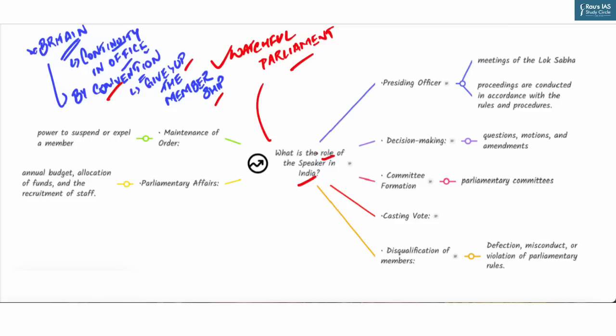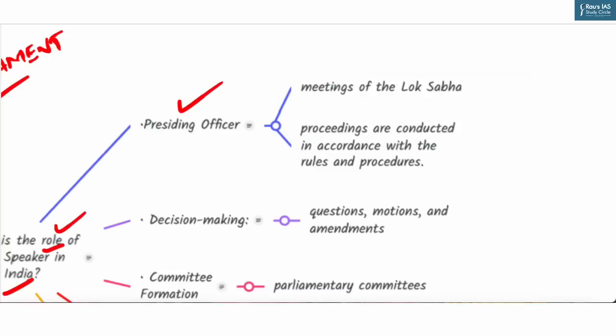Now, let's come to the next question, that is, what is the role of the Speaker in India? In India, the Speaker of the Lok Sabha or State Legislative Assembly holds several powers. First is presiding officer. The Speaker presides over the meetings of the Lok Sabha or a state legislative assembly, maintains order and decorum in the House, and ensures that the proceedings are conducted in accordance with the rules and procedures.